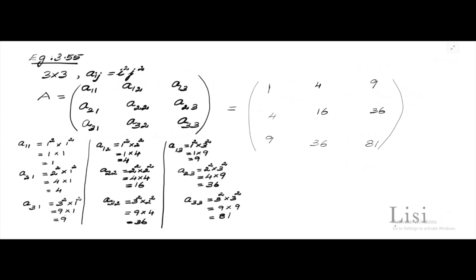Yes. You see the next example. Yes, next example, example 3.56. What is there? A matrix is given. What matrix is given? An equal matrix is given, isn't it? And you are asked to find the values of a, b, c and d. Right?